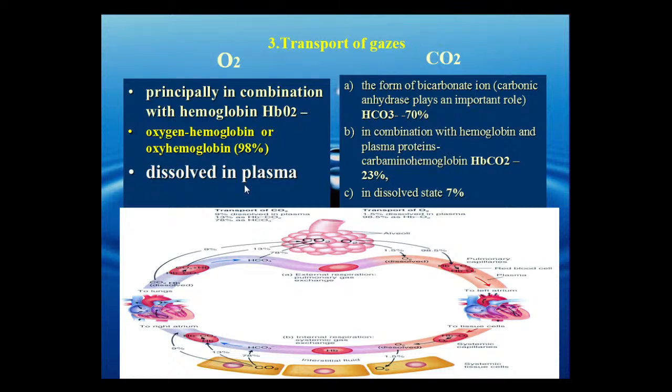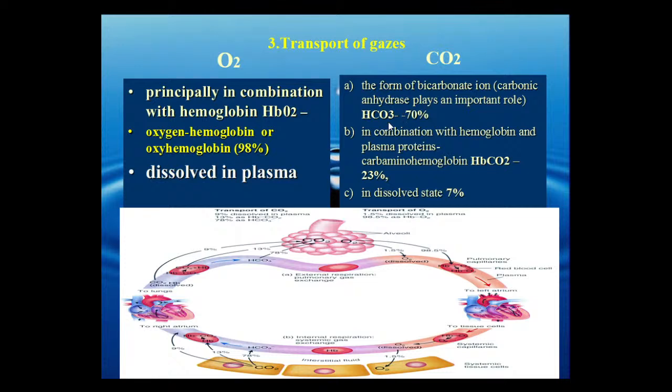Such an association we name oxygen hemoglobin, or oxyhemoglobin. And in the lungs, in capillaries of the lungs, the quantity of oxyhemoglobin is 98%. Only 2% of hemoglobin is not associated with oxygen. And the last part of oxygen can be dissolved in plasma and transported in such a dissolved state.